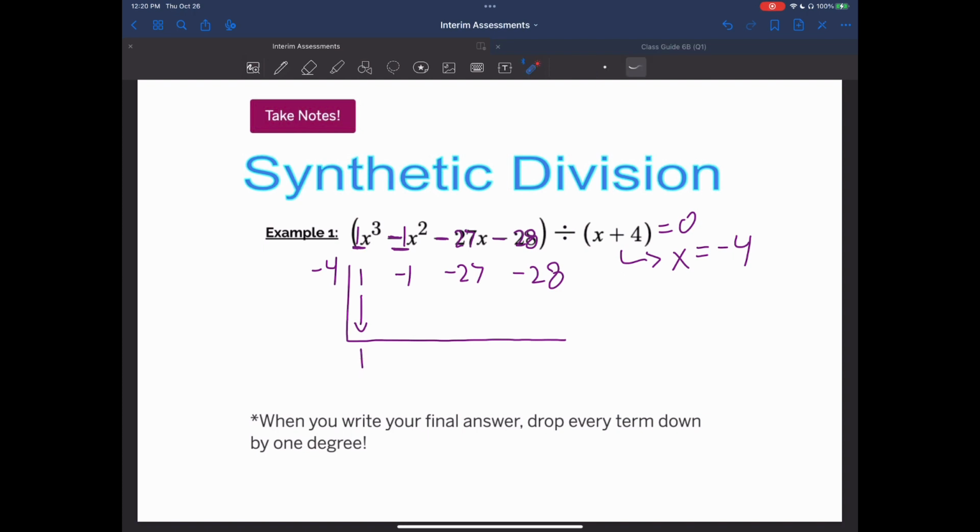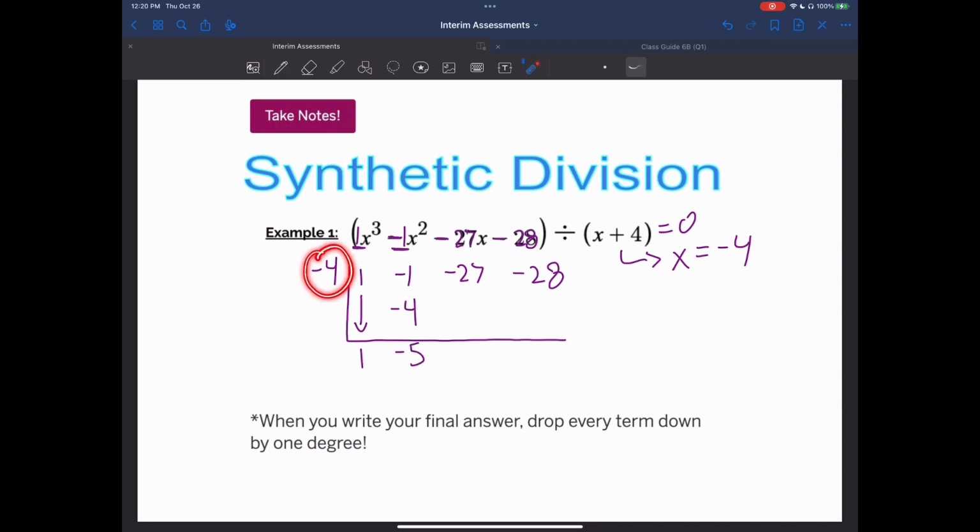Now from here, we're going to go through this same process several times. I'm going to take this number, multiply it by this number, and put the result right here. So negative 4 times 1 gives me negative 4. So we multiply, and now from here we add straight down. So I'm going to do negative 1 plus negative 4 to give me negative 5. And then you just repeat this process.